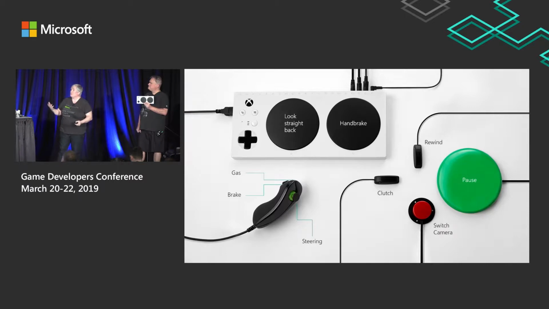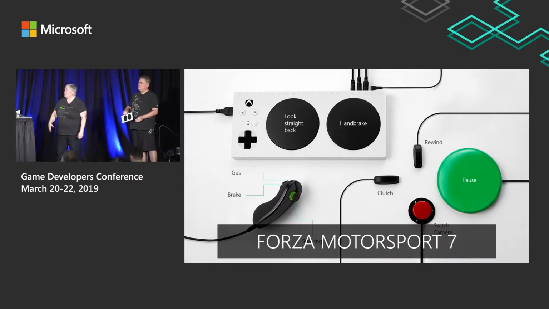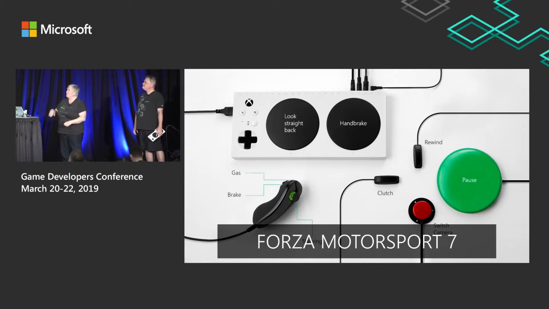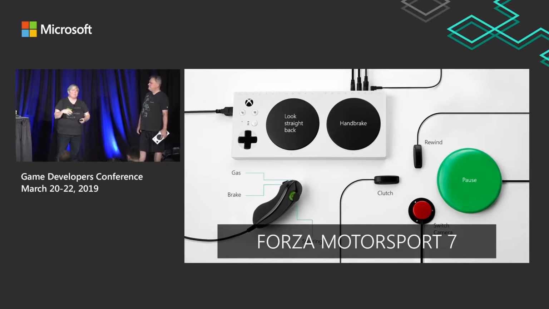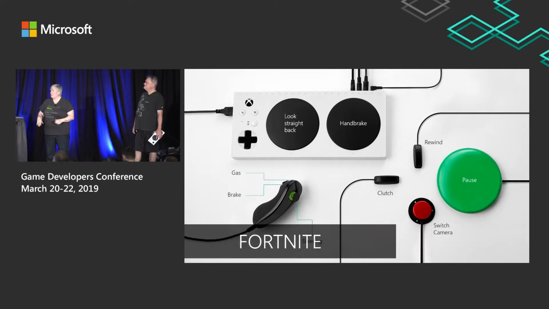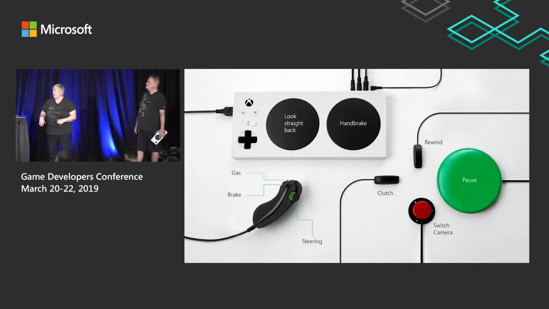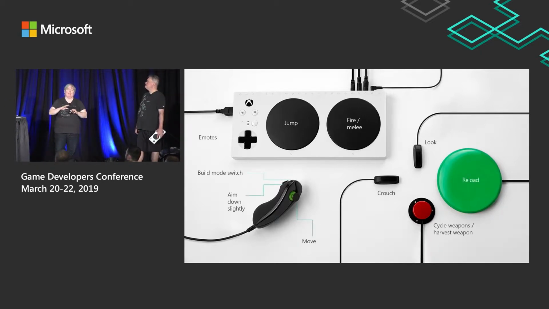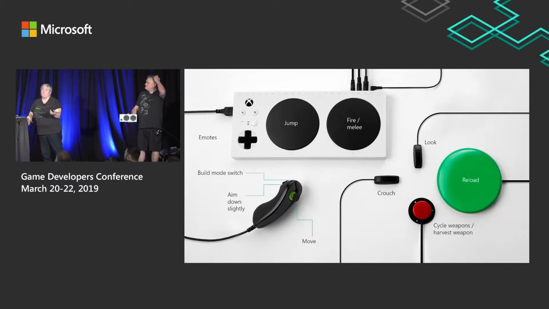So what that really means is you can have a configuration for, say, Forza, where the 2 big buttons on the front are look straight forward and back, handbrake. Buttons on the side are rewind and pause and switch camera. And a one-handed controller by a company called PDP. It looks a lot like a nunchuck that you've seen before. You need gas and brake and thumbstick with that. And you don't have to change that layout. All you have to do is press the profile button, and now you've got a Fortnite configuration. Jump, big button. Fire and melee, big button. You've got aim down sights and build mode on the controller.